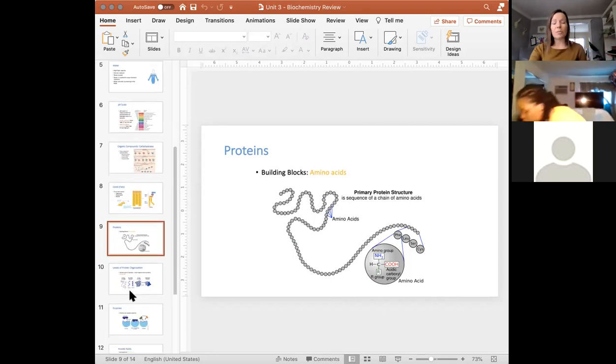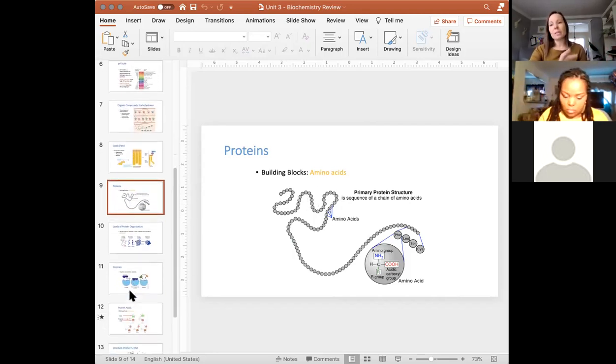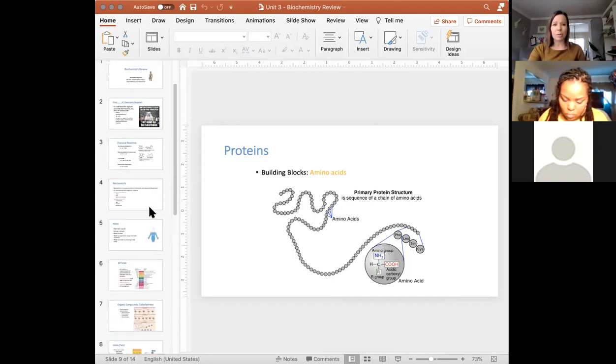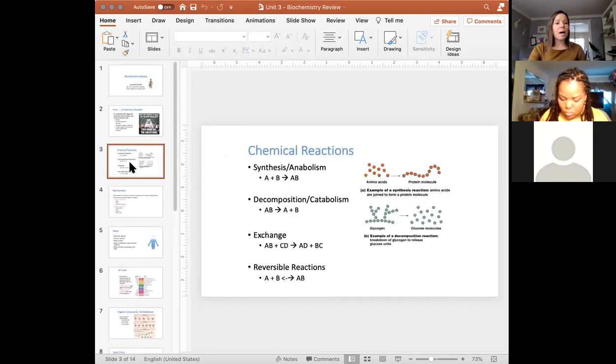So those are examples of things that would be asked from this section, just those major organic molecules and what their building blocks are. Also knowing the types of chemical reactions. So with the digestive system, you're mainly breaking these things down into their small building blocks. So that's a decomposition reaction or a catabolic reaction, where you're taking a larger molecule and breaking it into smaller individual pieces. That's represented with this diagram here.